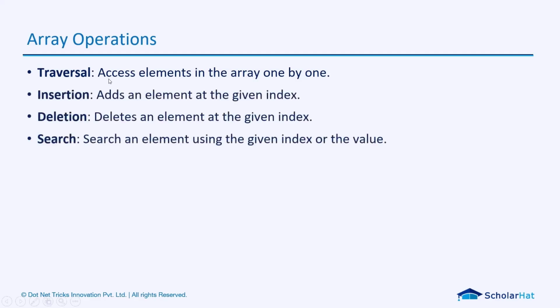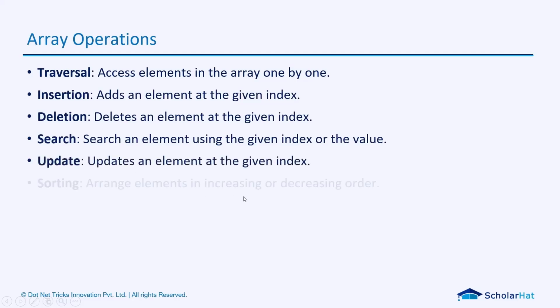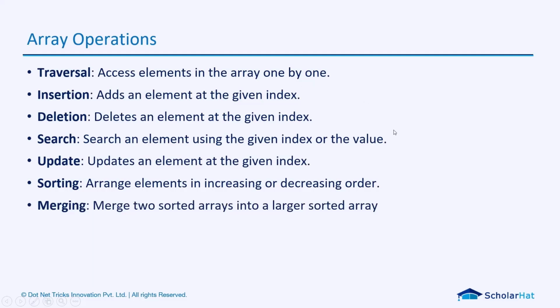You can see traversal, insertion, deletion, search, update, sorting, merging, each and everything. So what does traversal mean? Traversal basic meaning is to access elements in an array one by one. That is what traversal is. Insertion is the addition of an element at a given index. If you want to enter any element, that is going to be the insertion. Deletion, by the word you can understand the meaning: delete an element at the given index.